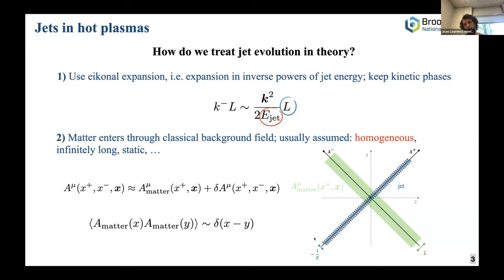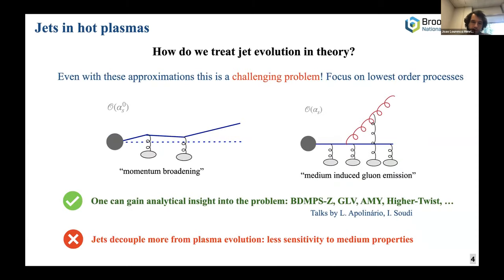Okay, so the typical picture that we have is that the particles of the jet are moving with very large energies along, let's say, the x plus light cone direction, while the medium can, in some limit, be traveling along the other direction of the light cone. And so all interactions between the jet and the medium are localized in this small region. Okay, even if you do these approximations, these calculations are still quite difficult. So most phenomenological applications are based on leading order calculations for the basic processes.